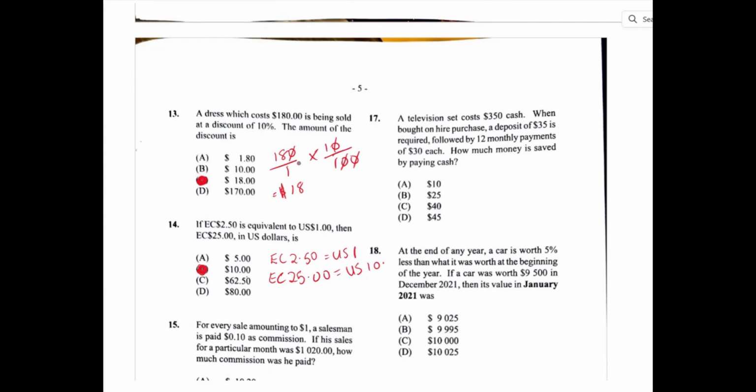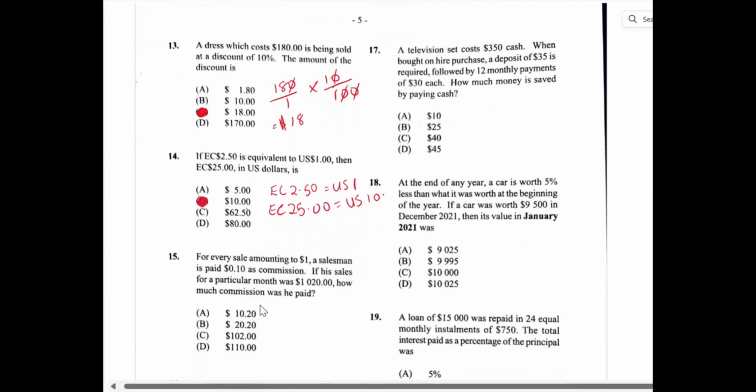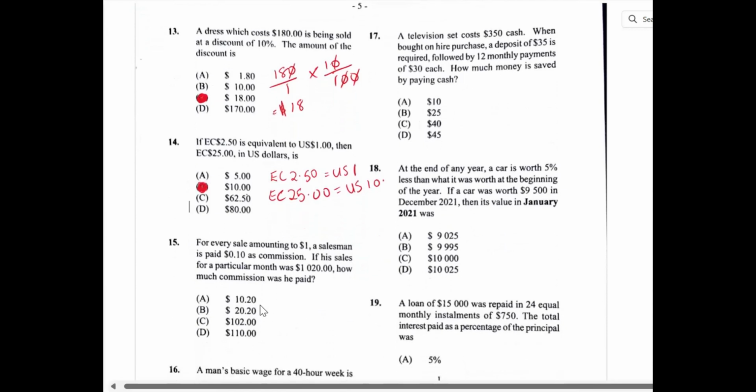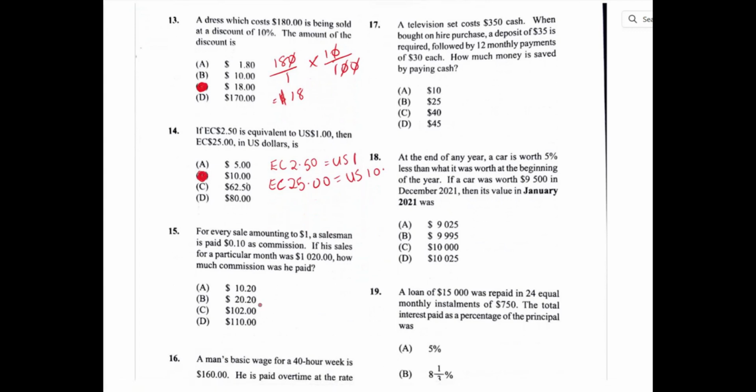For every sale amounting to $1, a salesman is paid 10 cents as commission. If his sales for a particular month is $1,020, how much commission was he paid? So we want to multiply 1,020 by 10 cents. And we just multiply by 10, so we'll get 10,200, and then we account for the cents. The cents would make us put our point right here.